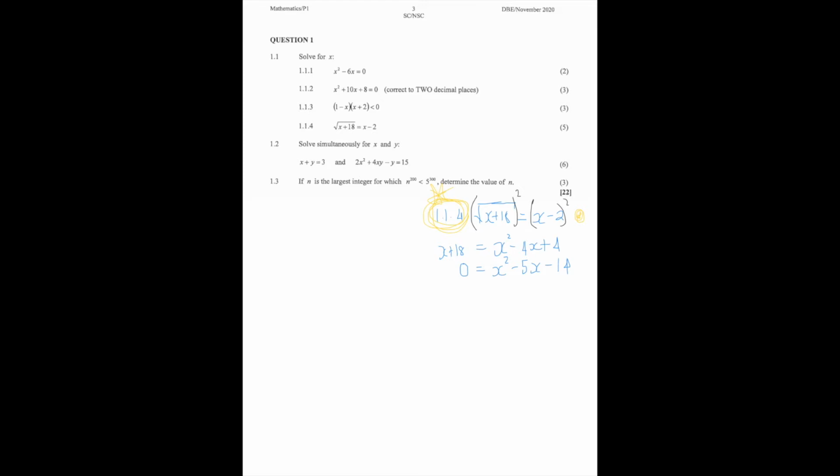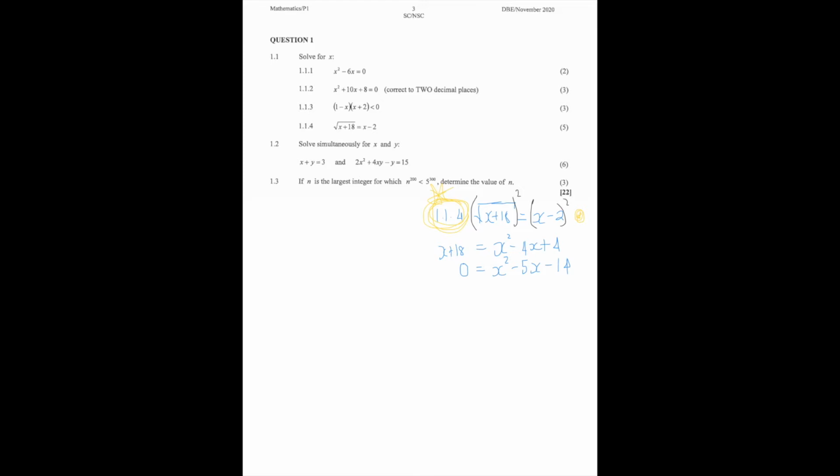So like we mentioned in question 1.1.1, there are 2 ways in which you can solve this equation. You can either use the factorization method or you can use the quadratic formula. I'm going to use the factorization method, but you can use the quadratic formula to test whether you will get the same answer. Just in case when you get to the exam and they specifically say solve this equation using the quadratic formula.